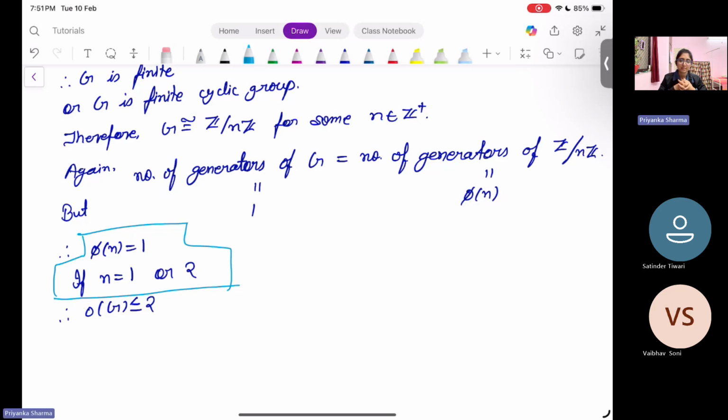Vaibhav, you were also saying something. It's clear, ma'am. Okay. Totally. Because if you take n greater than 2, then phi of n will increase. Okay.